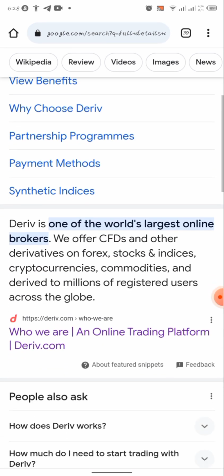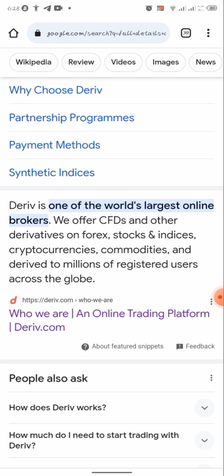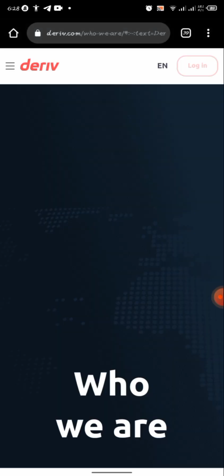So Google said that this broker, Deriv, is one of the world's largest online brokers, which offer CFDs and other derivatives on forex, stocks, indices, cryptocurrencies, commodities, and more to millions of registered users across the globe. Which means that they are the largest online broker you can be using. So let's go into a deep dive about this Deriv broker.